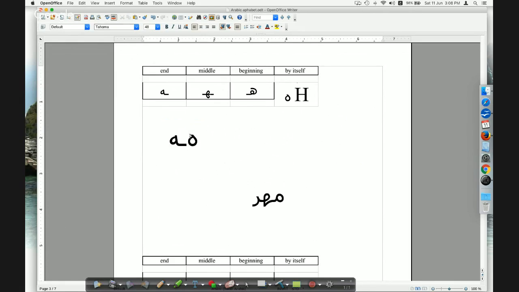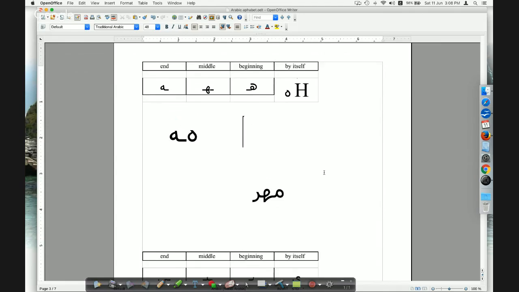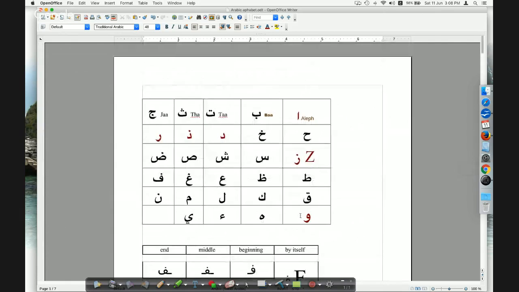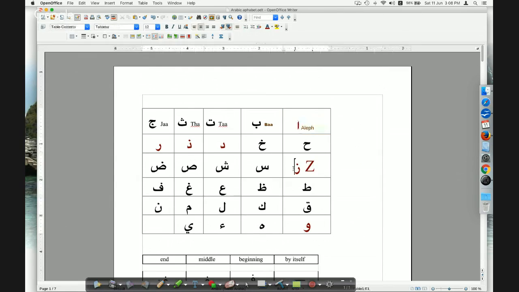So now how will we know whether we write it this way or that way? Very simple. You remember we said in the alphabet we have letters which do not accept connection from the left. You remember them, right? Those letters we have colored: alif, za, da, the, ra, wa. Those don't accept connection from which side? From the left. All right.